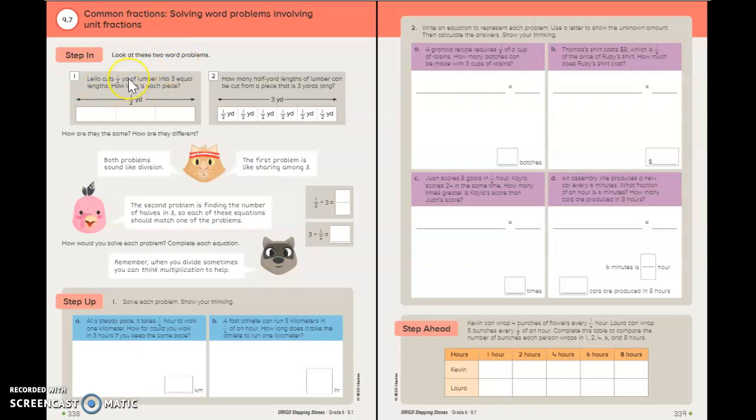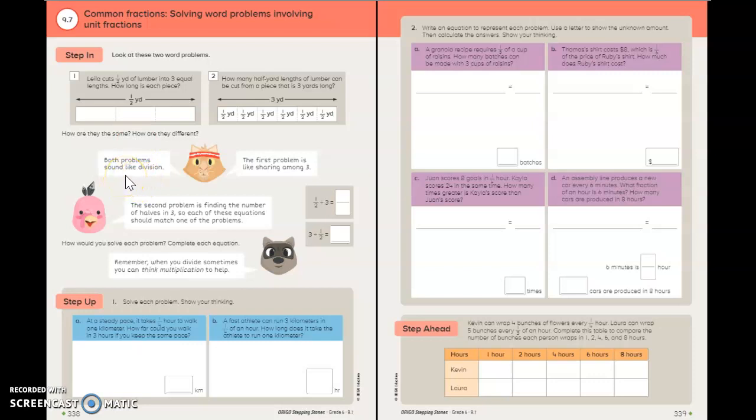Lila cuts 1/2 yard of lumber into 3 equal lengths. How long is each piece? And this one, how many half-yard lengths of lumber can be cut from a piece that is 3 yards long? Okay. So it says, how are they the same and how are they different?